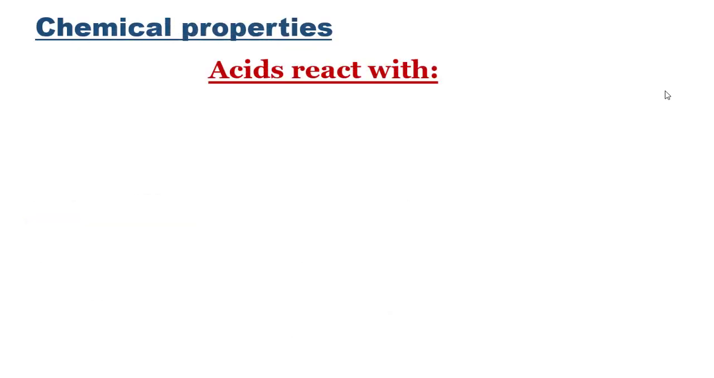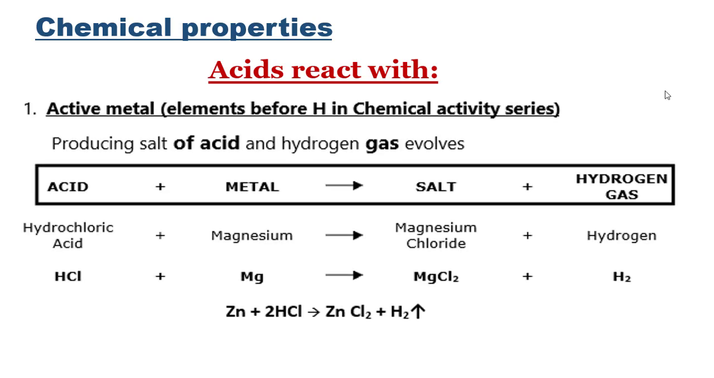Chemical properties. Number 1, acids can react with active metals, producing a salt of the acid, and hydrogen gas evolves. Like magnesium can react with hydrochloric acid HCl, and the magnesium will take the chlorine from H, leaving hydrogen gas to evolve.